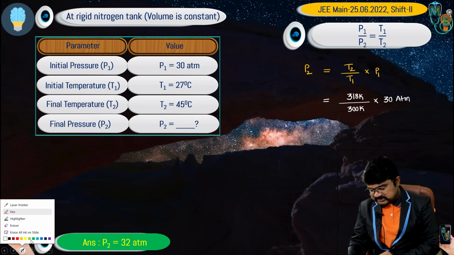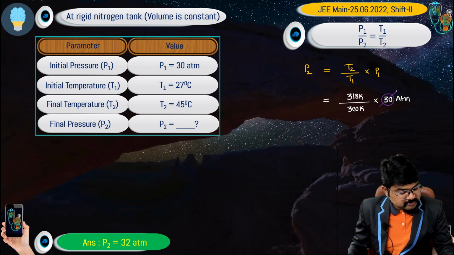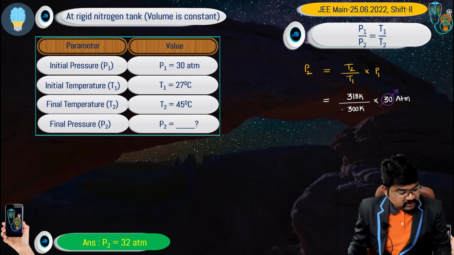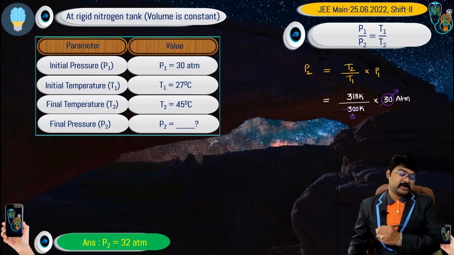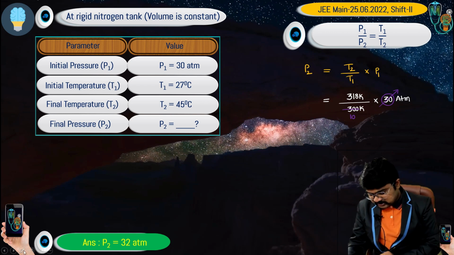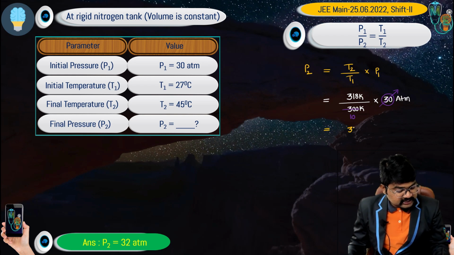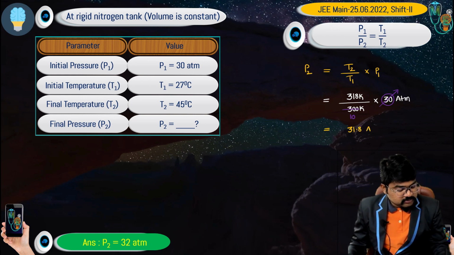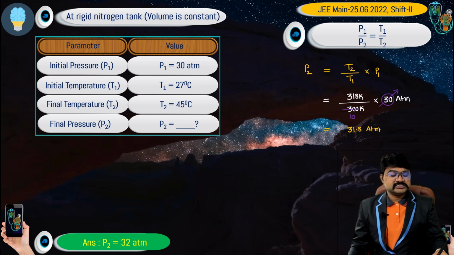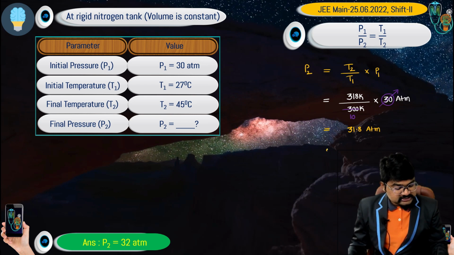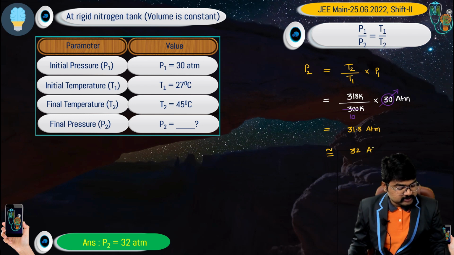So you want to cancel it. Here this is 30, and it will become 10. Understood now? Then what is the pressure finally? 31.8 atmosphere. So it is approximately equal to 32 atmosphere.